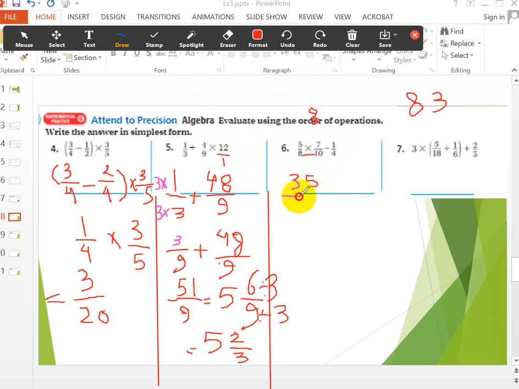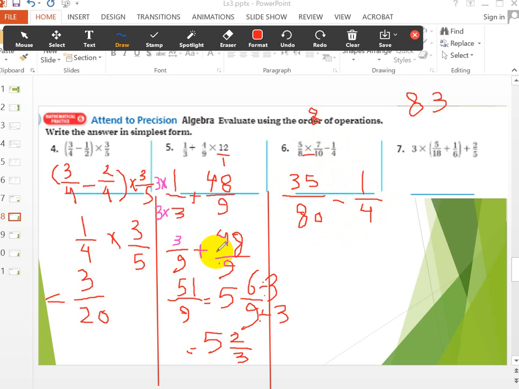8 multiply 10 equals 80. Thank you, girls. Then I will subtract the fractions. If I want to subtract between two fractions, I have to make denominators the same. This one is 80, yes, 80, and this one is 4.